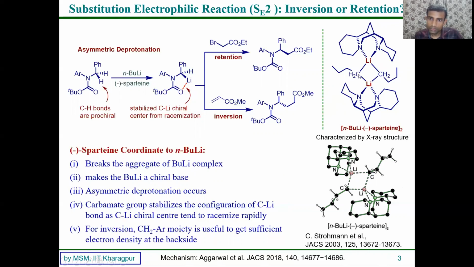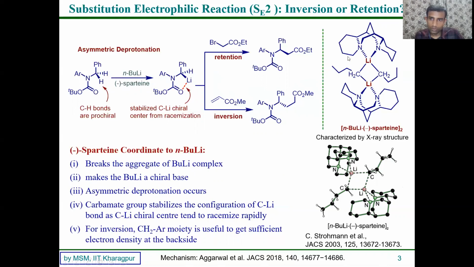Then this carbon-lithium bond will selectively take one proton from the prochiral center. We can discuss this reaction here. Okay, let's come back here first. Sparteine coordinates to the n-butyl lithium, and it breaks the aggregate, as shown here. So it makes the butyl lithium a chiral base. In principle, butyl lithium is achiral, but once it coordinates with sparteine at this lithium, the butyl lithium becomes chiral, and you can do the asymmetric deprotonation.